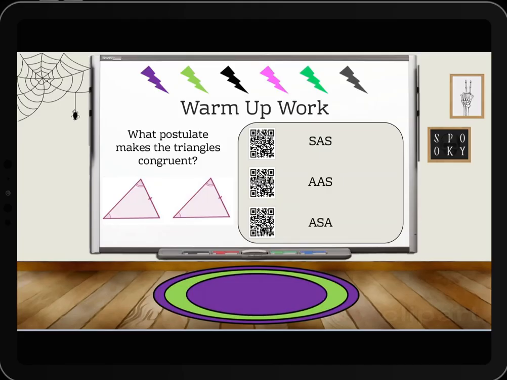All right, so we should have said angle, angle, side. You can see we have two angles and a non-included side for both triangles. So the corresponding angles that are congruent and the non-included side pair that are congruent means angle, angle, side is the answer to this question.